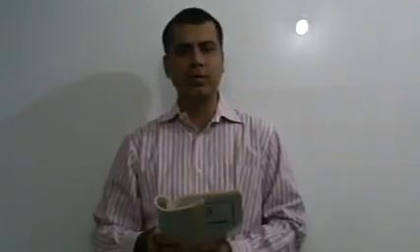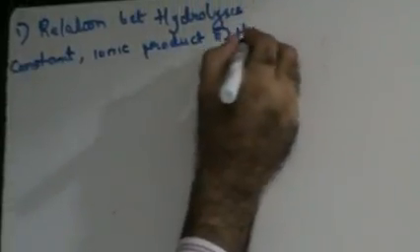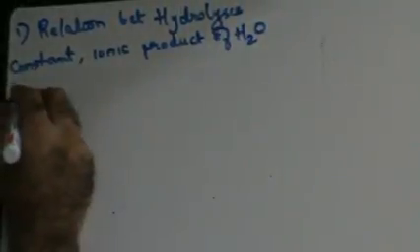I'm Sunil Mirwani and today we'll be doing this chapter called ionic equilibrium. Today let's try to find out the relationship between hydrolysis constant, ionic product of water and dissociation constant. Let's try to find the relation between hydrolysis constant, ionic product of water and dissociation constant.